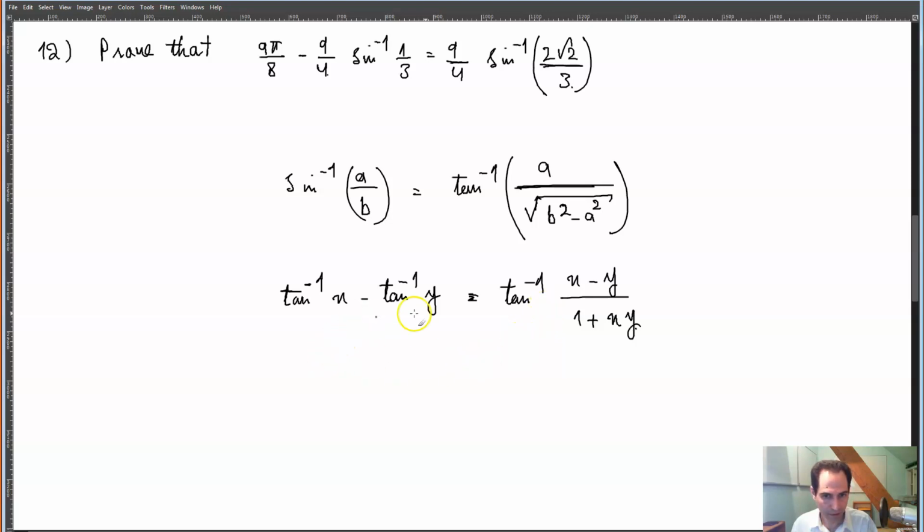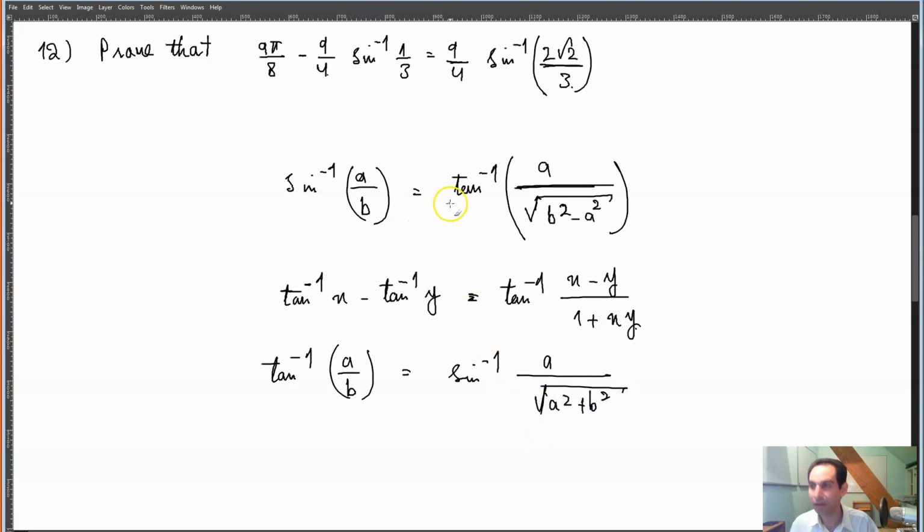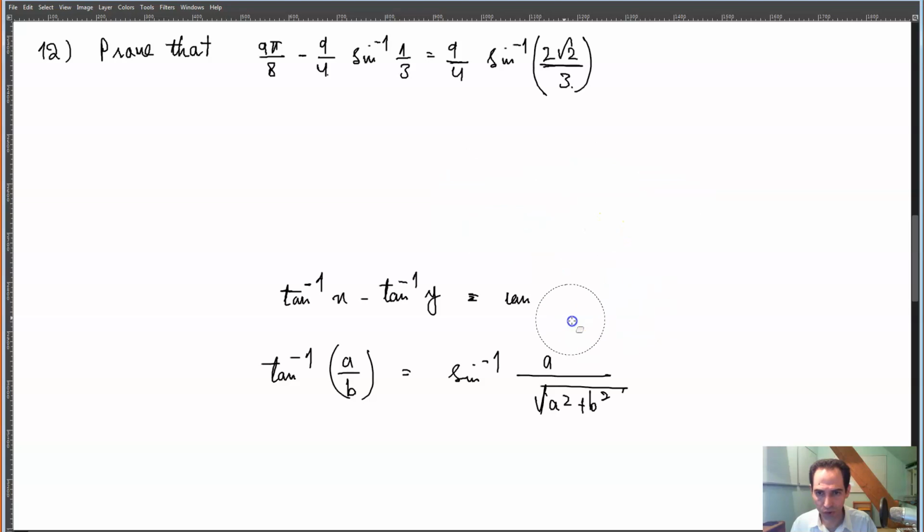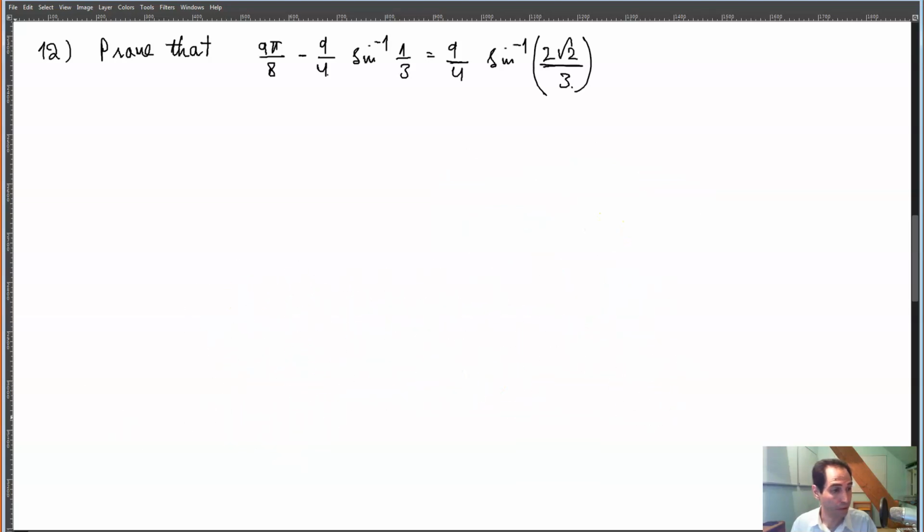And then I can write the tan inverse of that as the sine inverse of something, using the formula: the tan inverse of A by B is equal to the sine inverse of A over the square root of A squared plus B squared. I can do that. I'm not sure which one they have done, but it seems that they have actually used a better solution. So let's see what the solution here is.